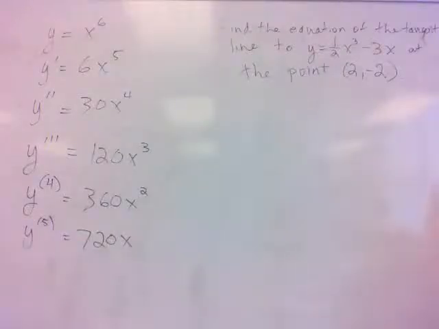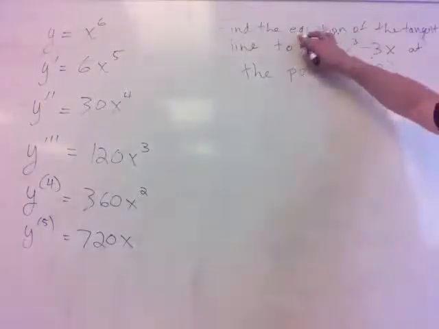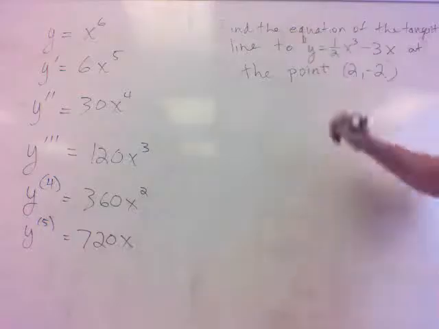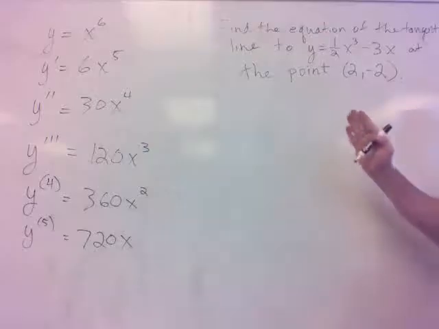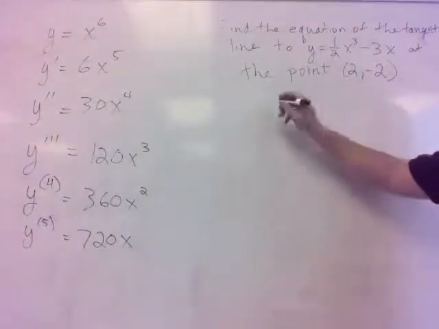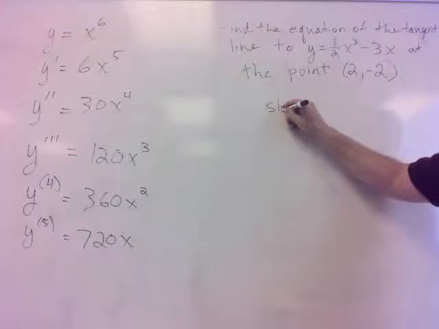Treat that as an application, okay? Find the equation of the tangent line to y equals 1/2 x cubed minus 3x at the point 2, negative 2. Call it an application because you kind of have to think about what this is asking for. We've done these previously. Just now they're a whole lot easier because what do I need to get here first? Well, the equation of the tangent line is, first of all, a line, so we need the slope of the line.